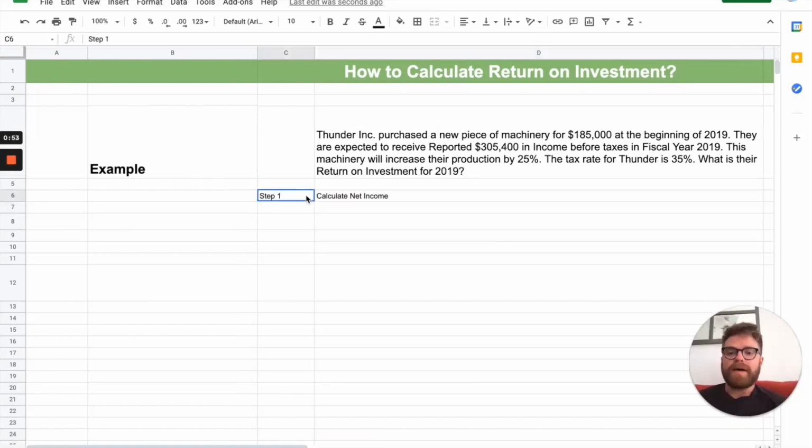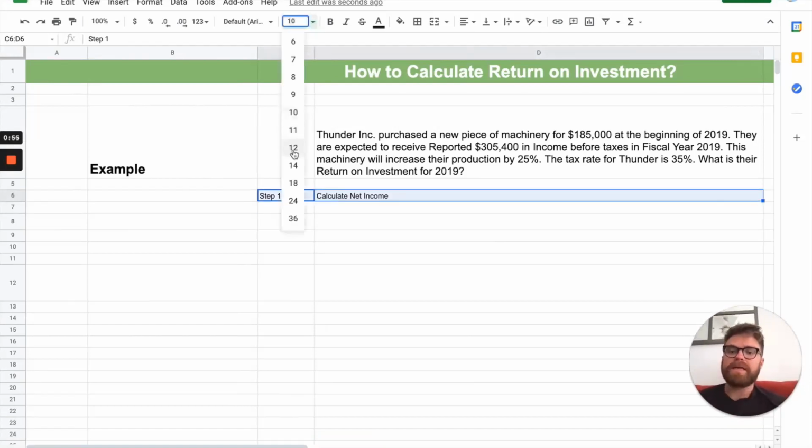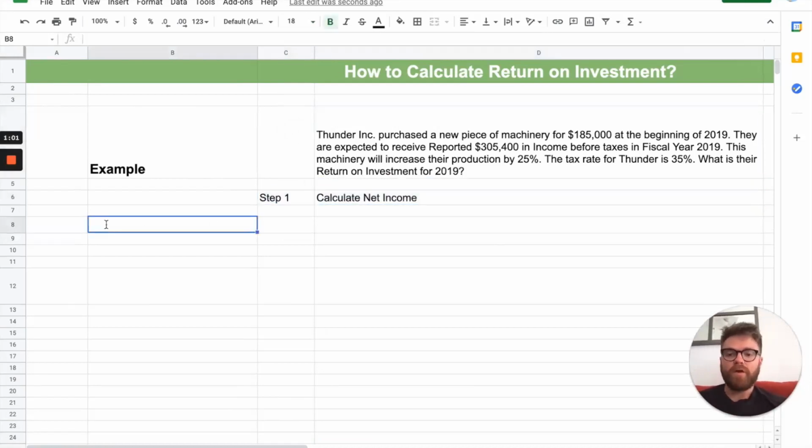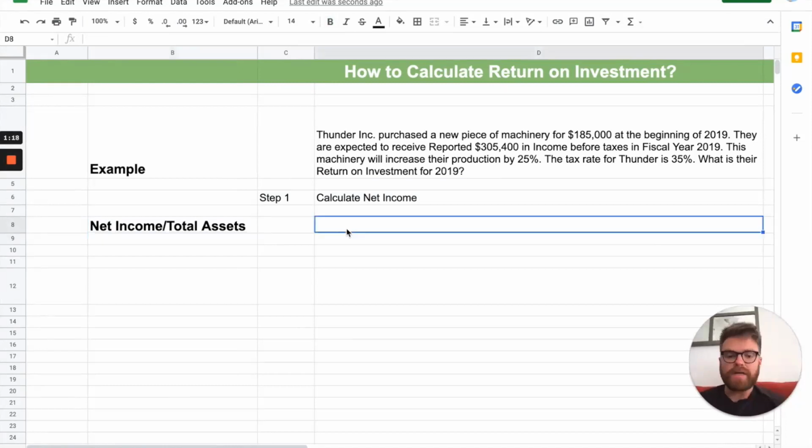Now, why do I say that? Because they give you the income before taxes. And if you remember, the formula for return on investment is net income divided by total assets invested, right? So we have to get income after taxes. That's what net income means, after taxes. So to do that, there's actually two ways to do it. I'm going to show you both ways.